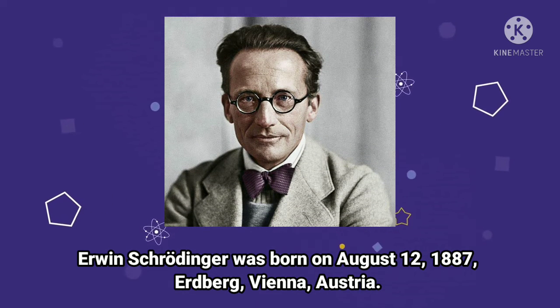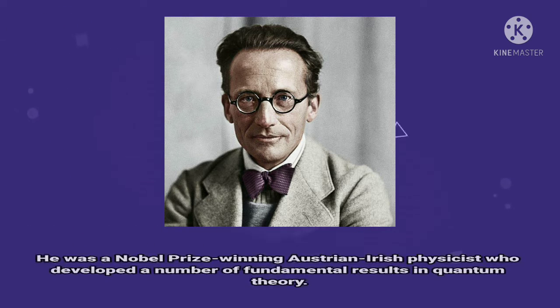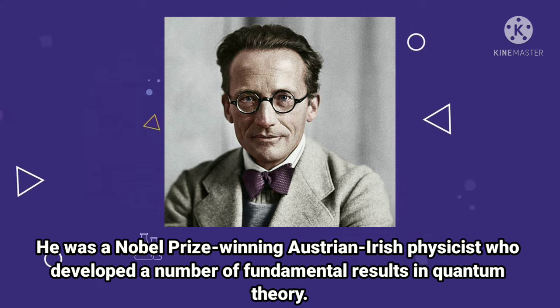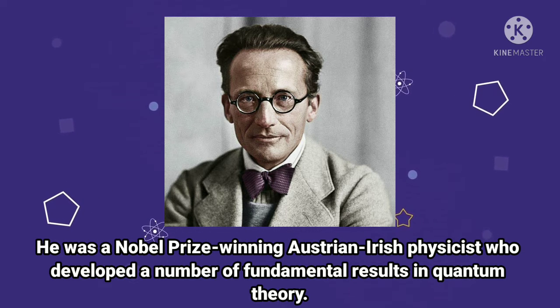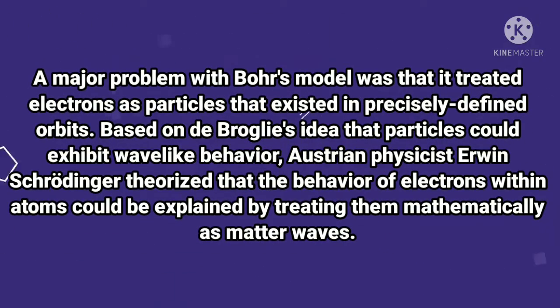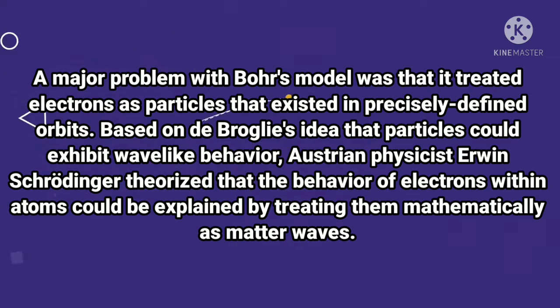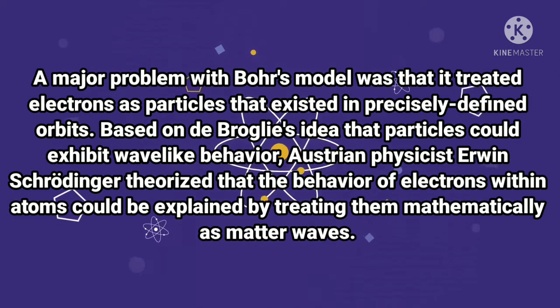Erwin Schrödinger. He was born on August 12, 1887, in Erdberg, Vienna, Austria. He was a Nobel Prize-winning Austrian-Irish physicist who developed a number of fundamental results in quantum theory. A major problem with Bohr's model was that it treated electrons as particles that existed in precisely defined orbits.